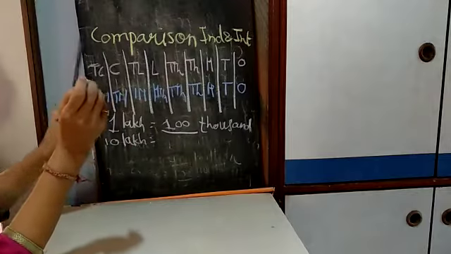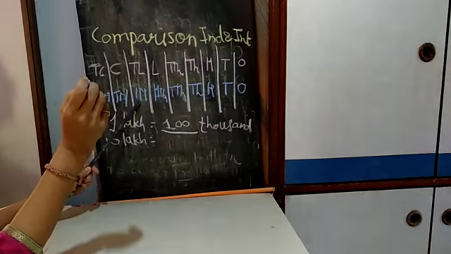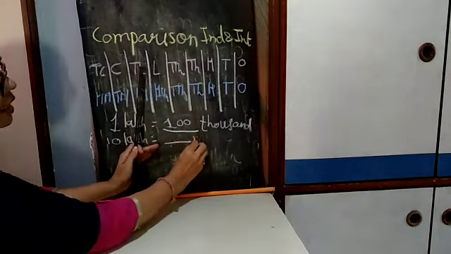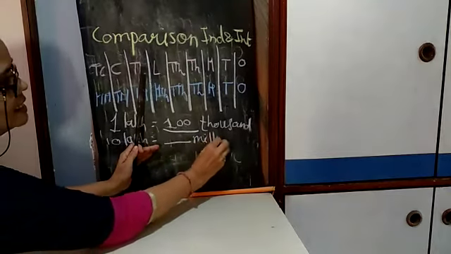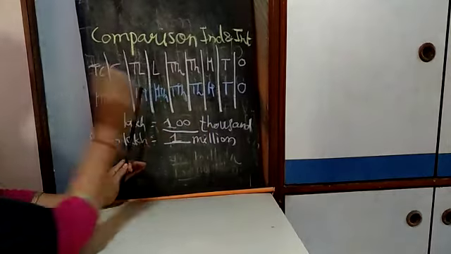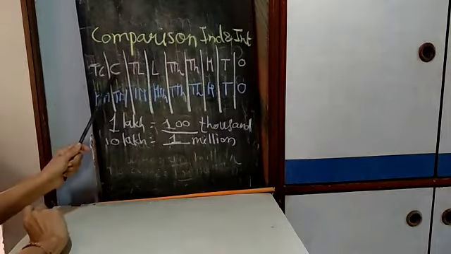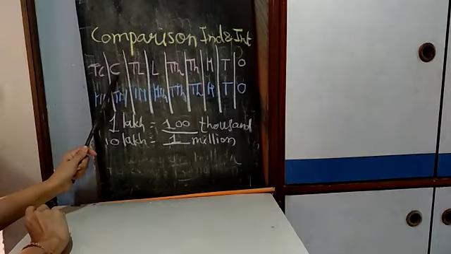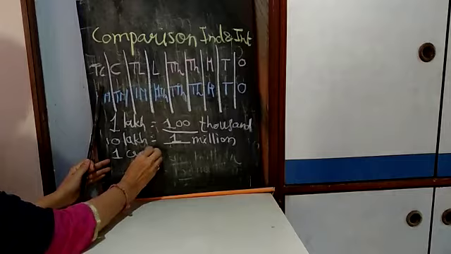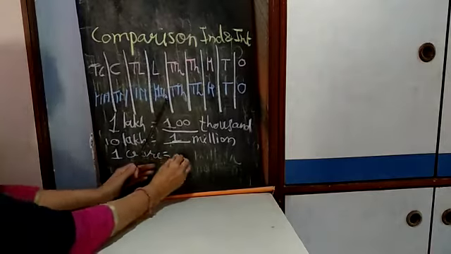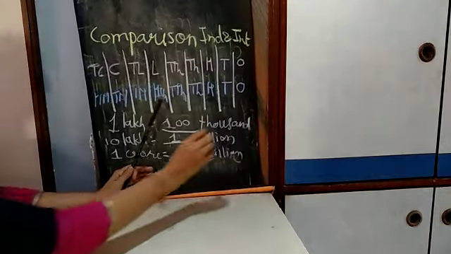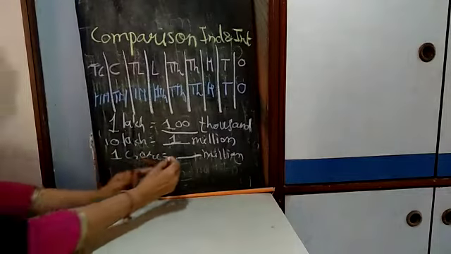But if it is from Indian to international system again, then 10 lakhs is equal to how many million? So it is 1 million children. How many million? 1 million. Now let's come to the crore place. 1 crore is equal to how many million? 1 crore is equal to how many million? 10 million.